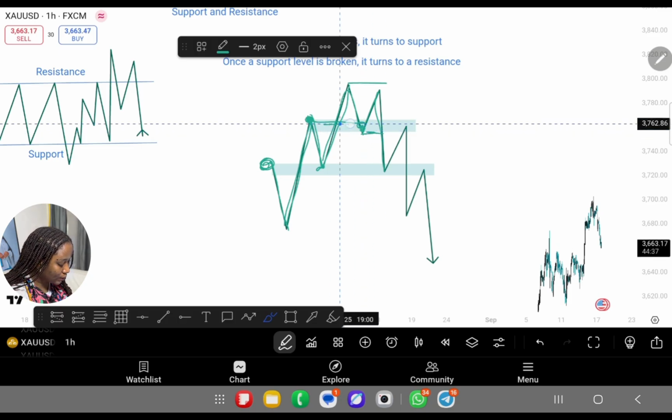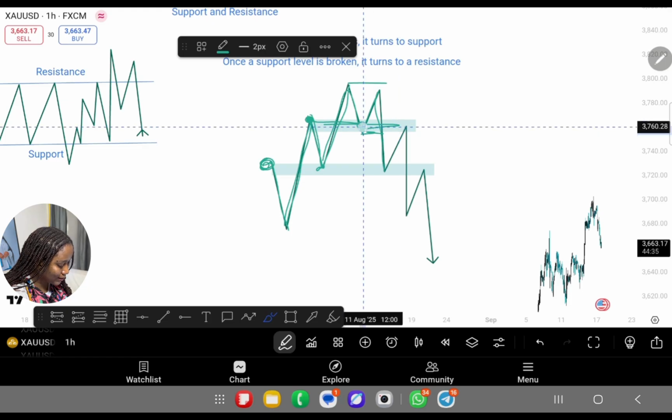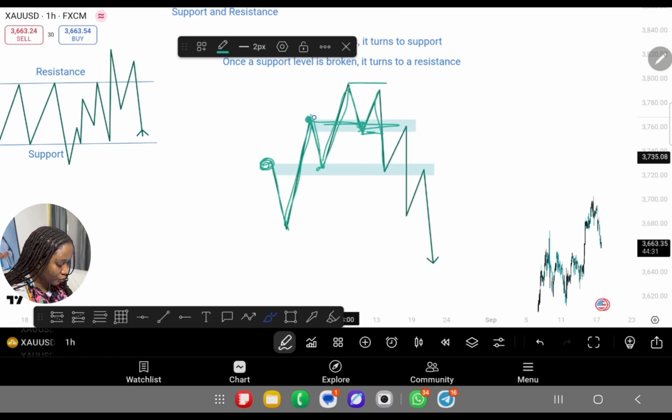After this zone was broken, remember this was our previous support. Here it was our resistance, it broke, came back, acted as a support, and pushed price higher. But the buyers could not push price to take out this high, and so the sellers pushed it down. Now it will act as our area of resistance.